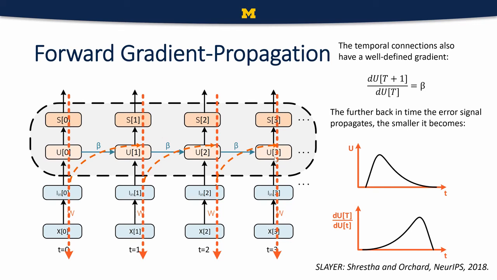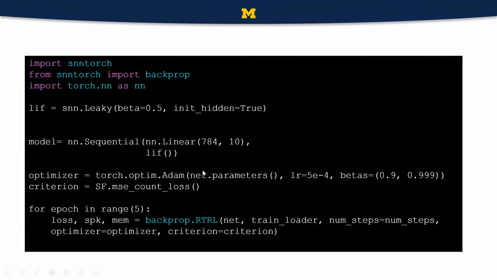Right. So I guess that's the pathway of backprop. And if I was to show you some clunky-looking code, we've already seen most of this. Instantiate a neuron, instantiate your model. Again, a fully connected network connected to a leaky integrate-and-fire neuron. Let's define an optimizer, right? We'll call the Adam optimizer. And our criterion, well, SF is snn.functional, where we use the mean square error count loss that I was previously explaining. Now, you can simply call the real-time recurrent learning method from the backprop module, pass in your network, which is your model, pass in your data loader, number of steps, etc. And it kind of does all the hard work for you.